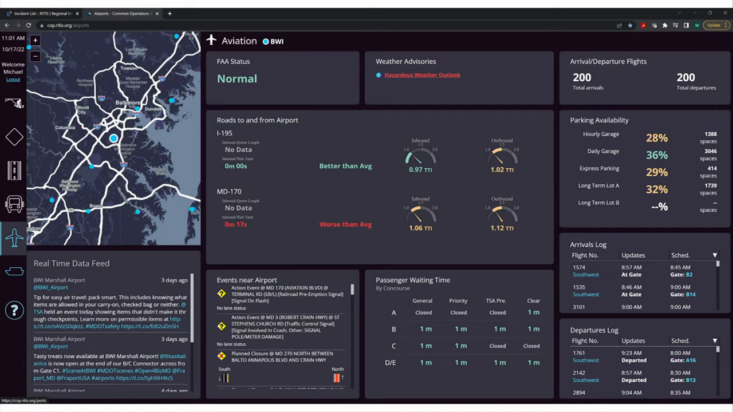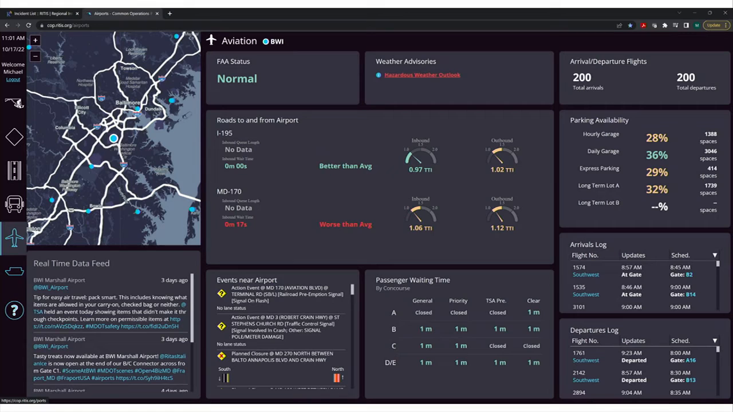Here's how many arriving and departing flights there are, and the parking availability at each of the parking garages or decks at the airport is listed, and this is all live, real-time data. It tells you in real time how many flights are arriving and departing, and we're even calculating the wait times to get through all of the different security gates. So, general boarding, priority, TSA pre-check for the A, B, C, and D terminals.